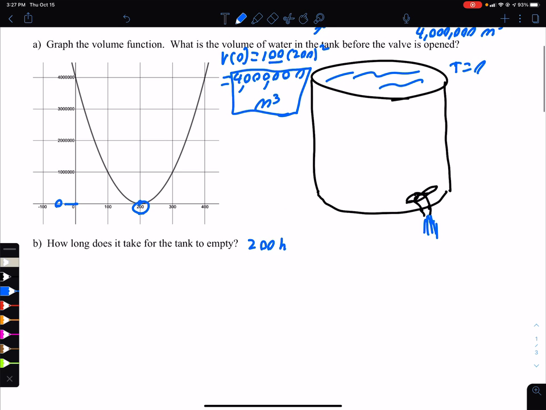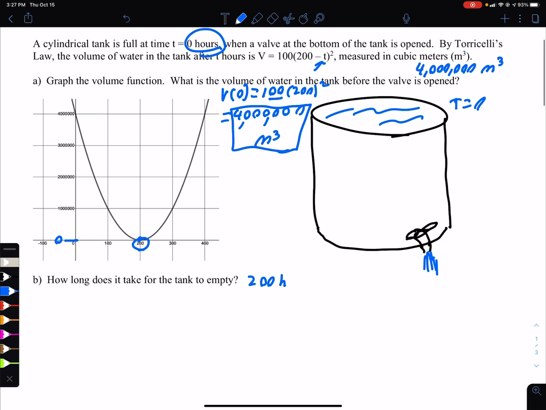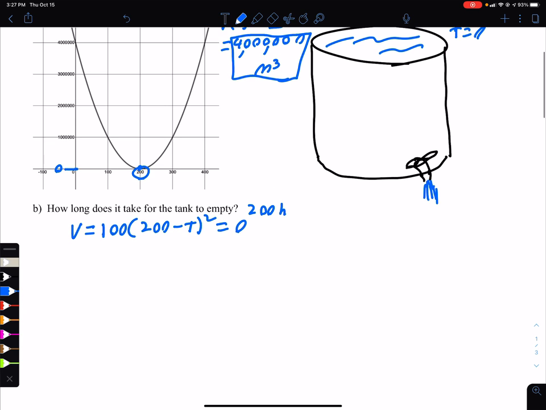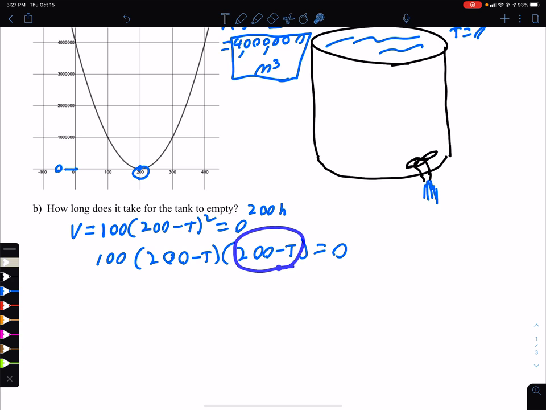Now we look at the next part. How long does it take for the tank to empty? Well, on this one, you want the volume, which is given by this function, to be 0. You set that equal to 0. Well, this is already factored. In algebra, you factor to solve an equation. And then after you factor, you set each factor equal to 0. And I'm going to remind you why.